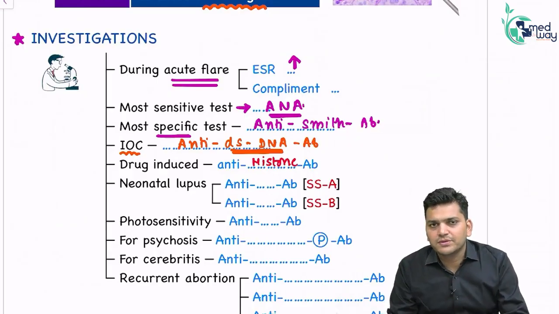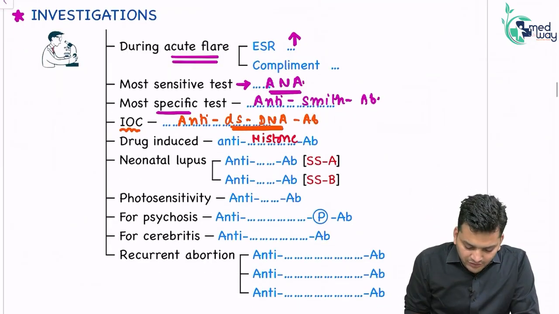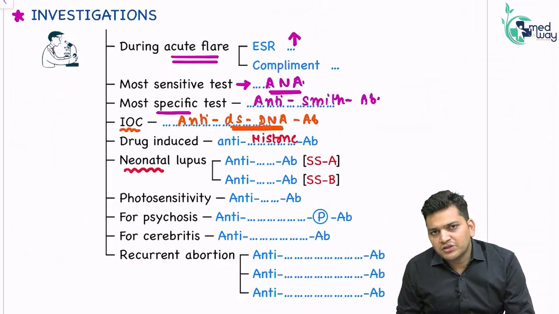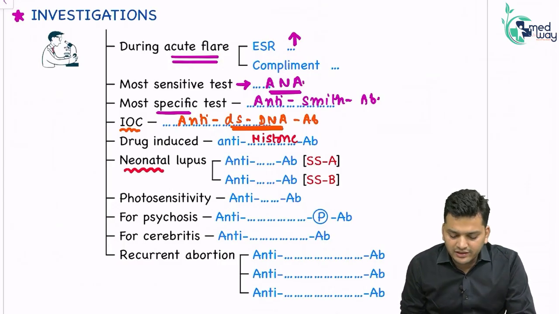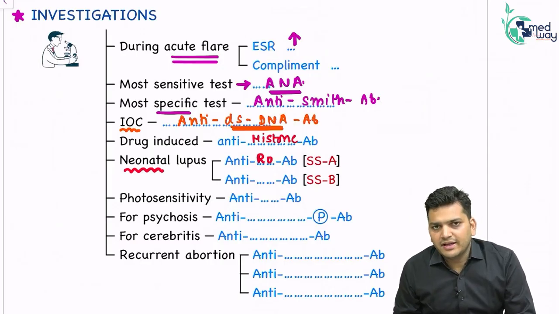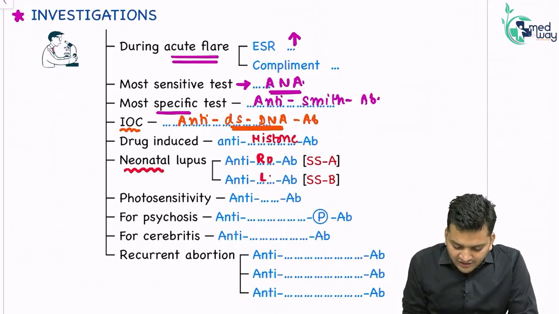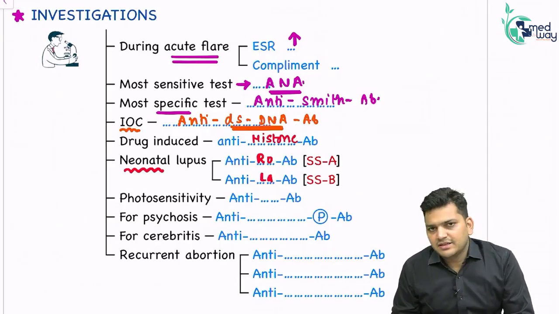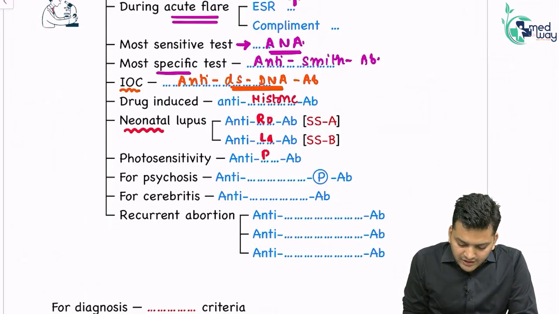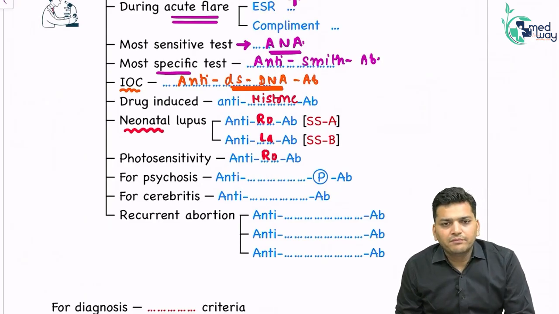the patient can have the drug-induced lupus. When we talk about neonatal lupus, means the mother was having SLE, now the child is also having SLE, then most likely the antibodies are anti-Ro antibody, which is also called anti-SSA antibody, or the La antibody, that is anti-SSB antibody. Photosensitivity is again associated with anti-Ro antibody.